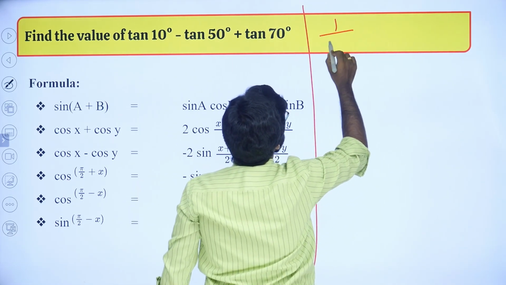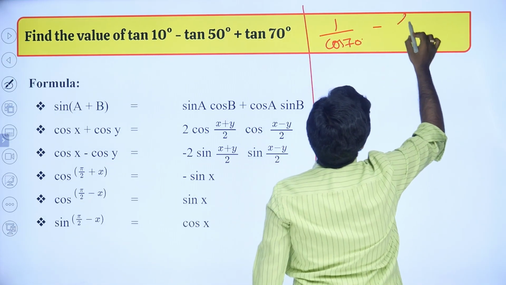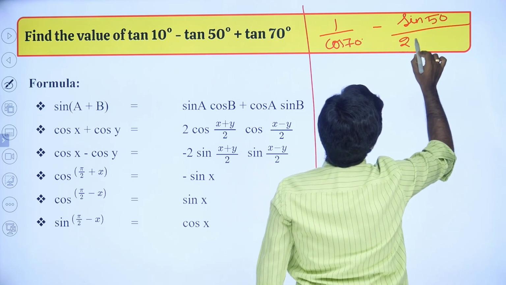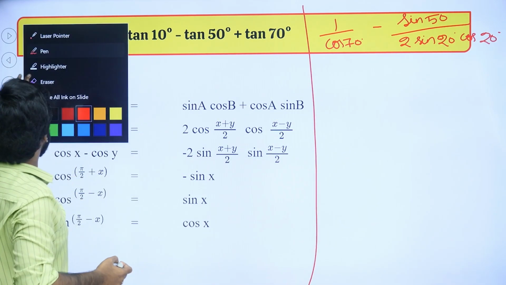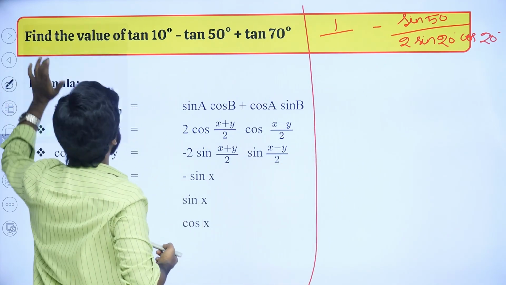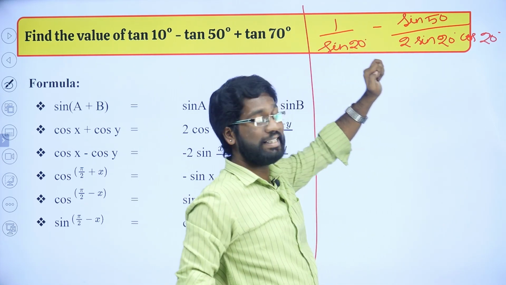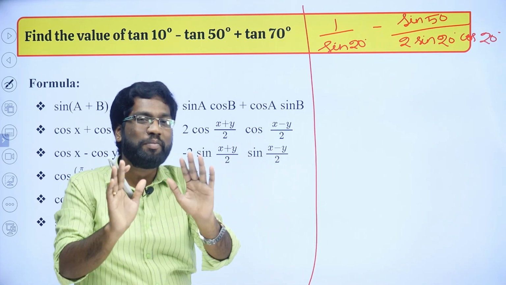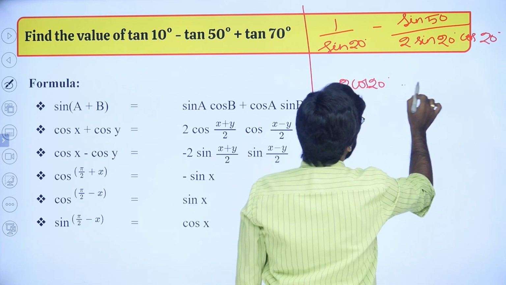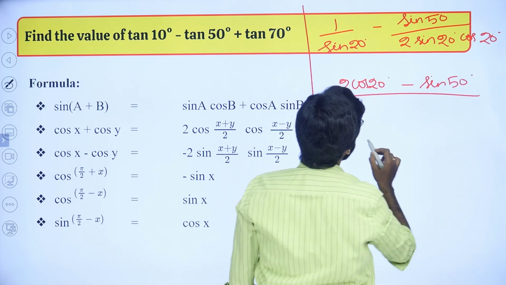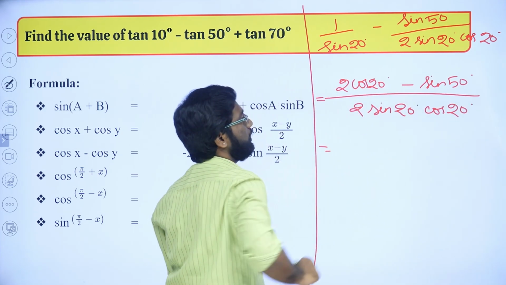So 1 divided by cos 70 degree minus sin 50 divided by 2 sin 20 degree cos 20 degree, my dear students. Now I am going to change this cos 70 degree into sin 20 degree, just for my convenience, because here sin 20 is there, so that while doing the LCM it will be cancelled out and the form will become simple. So now 2 cos 20 degree minus sin 50 degree divided by 2 sin 20 degree cos 20 degree, my dear students. It's the basic LCM only I did.